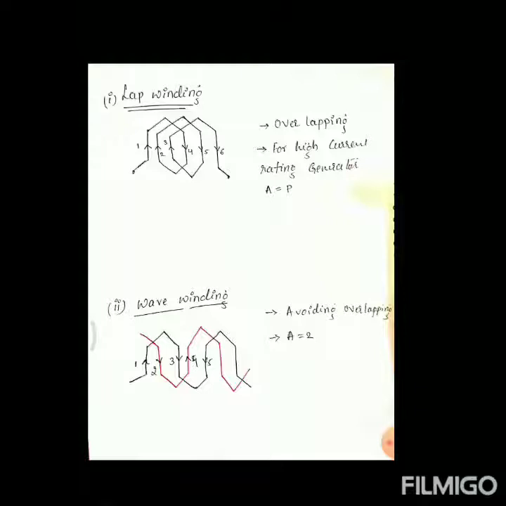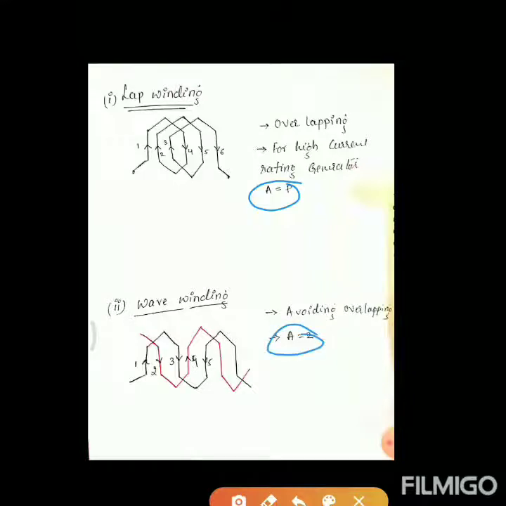Next, we will see the difference between these two. In a lap winding, the number of parallel paths will be equal to P, the number of poles. Whereas here A is equal to 2, meaning the number of parallel paths will always be 2. This is the first difference. The second one is that the number of brush sets required in lap winding is equal to the number of poles, whereas here the number of brush sets required is always equal to 2.